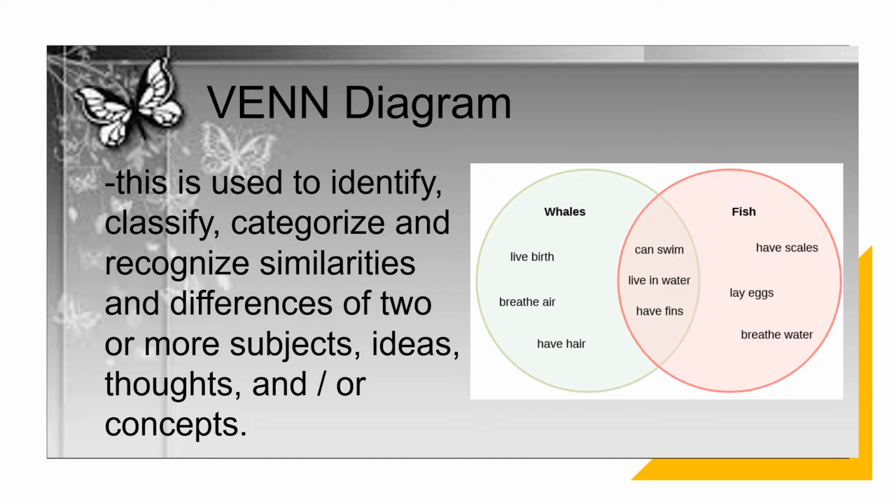So when it comes to their similarities, both whales and fish can swim, live in water, and both of them have fins. Now, let us move on to the outer portions of the two overlapping circles, and that deals with your differences. So whales live birth, they breathe air, and they have hair. However, fish has scales. Fish lays eggs, and fish breathes water. With this Venn diagram, we can easily see their similarities and differences.